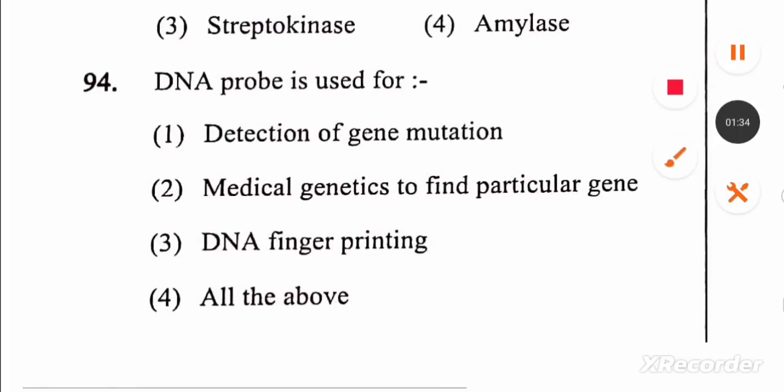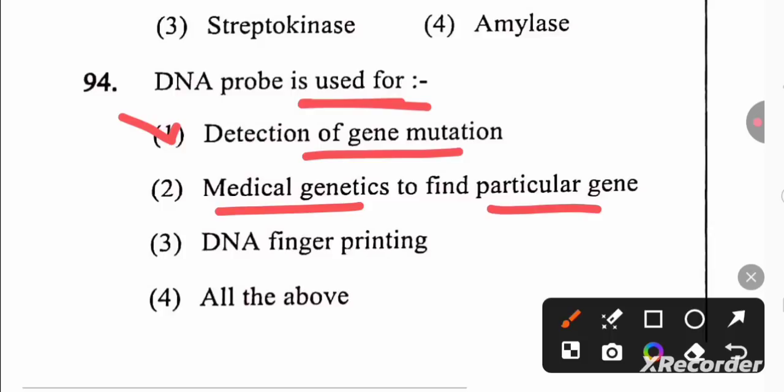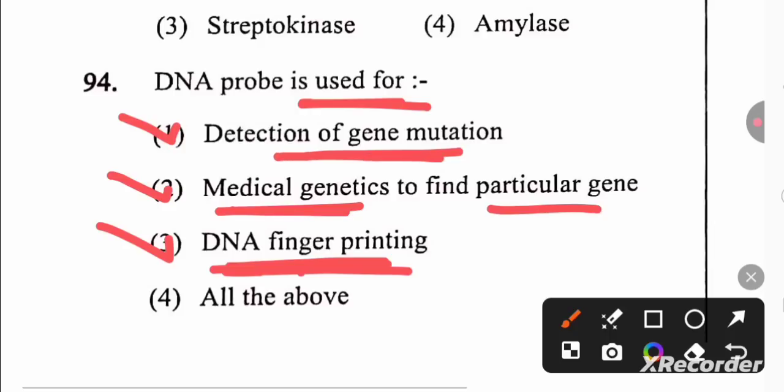DNA probe. DNA probe is used for detection of gene mutation, medical genetics to find particular gene, DNA fingerprinting. All of you know DNA probe is used in DNA fingerprinting. Along with that, it is used in medical genetics also and detecting the gene mutation also. So all of the above is the right answer for this question.